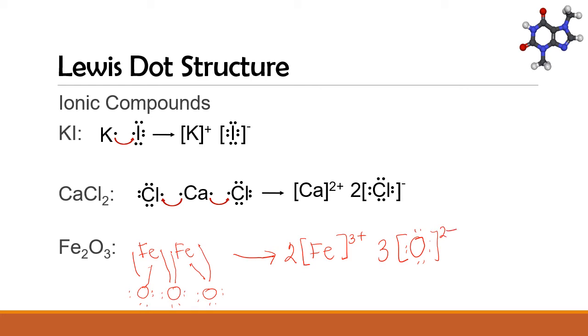Remember that when we write the ionic formula, we need to make sure that the total charge of the ionic compound is 0. So in this case, the iron has a charge of 6 and the oxide ion has a charge of minus 6. So the total charge is 0.